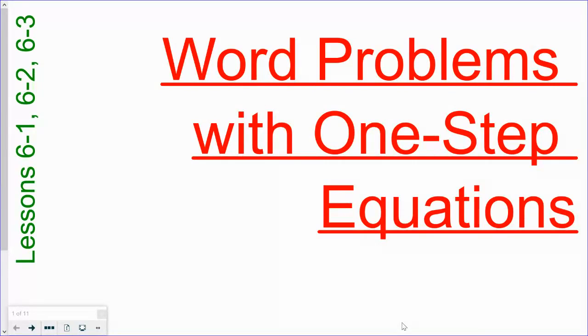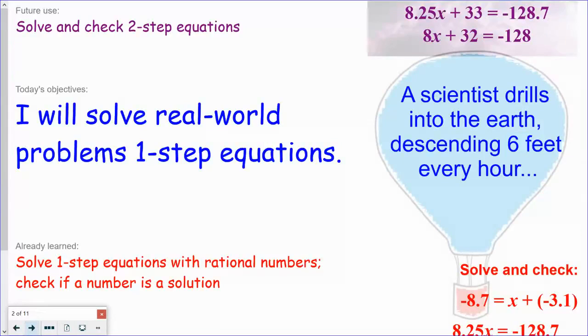As always, we need to see when in the world are you going to use equations in your life? Well, you kind of already do whenever you're solving word problems. An example would be: a scientist drills into the earth descending 6 feet every hour. They give you the rest of the information that you would need to write an equation and then you can solve it. What we've already learned is to solve one-step equations with rational numbers. That was what we did last week on either Wednesday or Thursday. And then we're going to use those when we get to two-step equations as well.